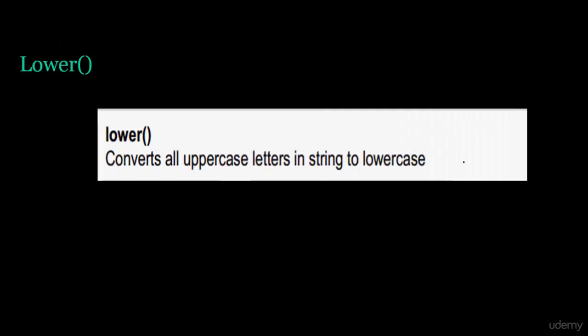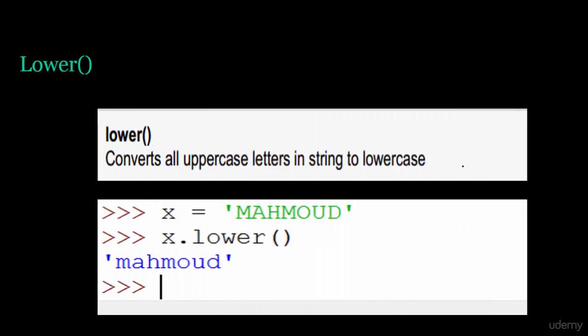The lower method converts all uppercase letters in a string to lowercase. If we look here, x equal to Mahmoud, all in capital letters. If I type x dot lower, this will convert all these letters to small letters.